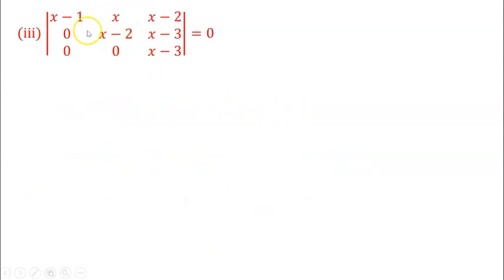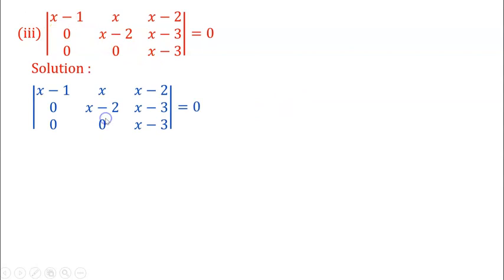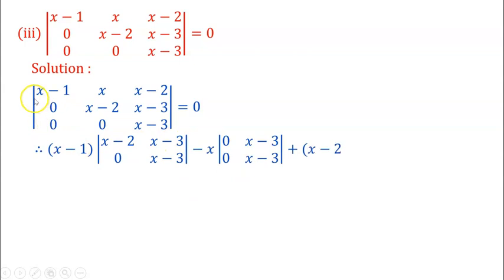Now next, third one. The first row, x, minus 1, x minus 2. Second row, 0, x minus 2, x minus 3. Third row, 0, 0, x minus 3 is equal to 0. Now evaluate again. Eliminate the element in the first row, first column. You will get this determinant.